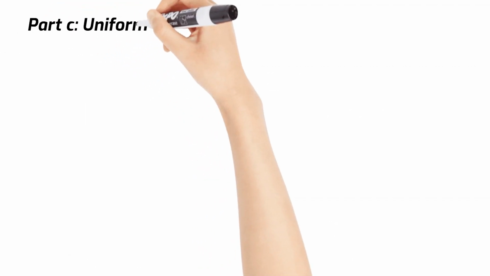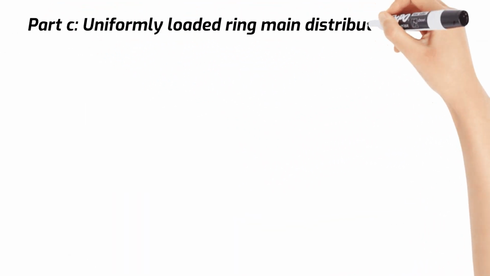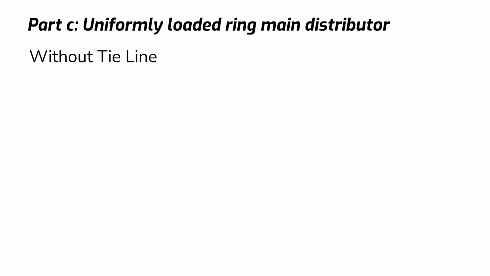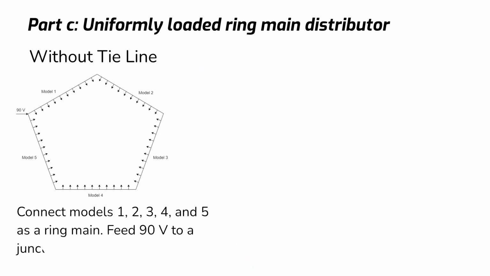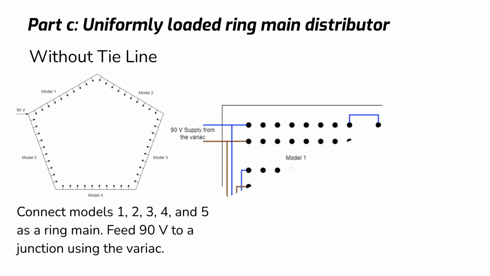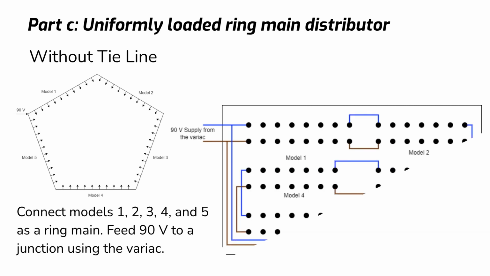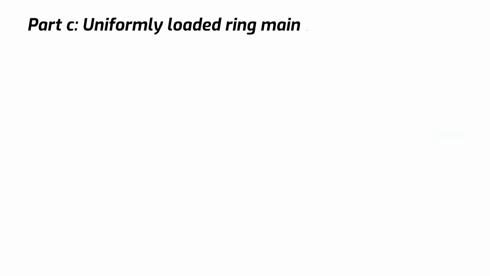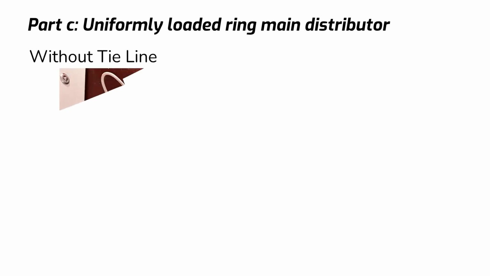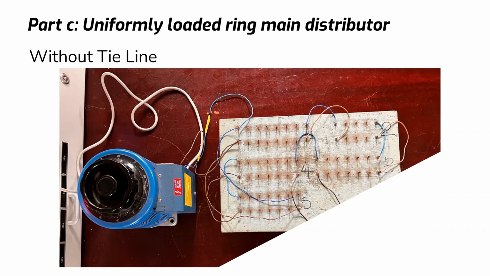Part C. Uniformly loaded ring main distributor without tie line. Connect modules 1 to 5 as a ring main and feed 90 volts to a junction using the variac. Measure voltages at each section as previously. After measuring the voltages, we have to determine the minimum voltage and the point at which it occurs. This is the physical arrangement of the uniformly loaded ring main distributor without tie line.